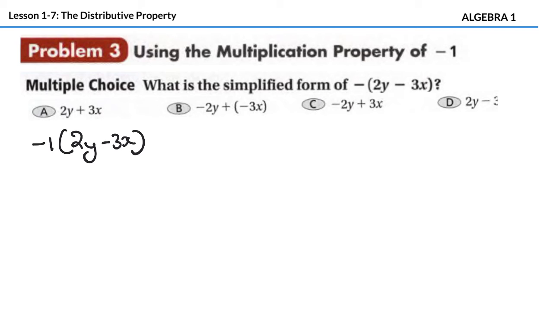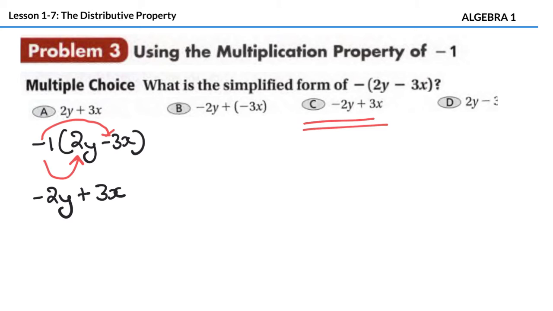Now we know how to use the distributive property. Negative 1 times 2y is negative 2y. And then negative 1 times negative 3x. What's it going to be? Negative times negative is positive. 3x times 1 is 3x. So it's negative 2y plus 3x. So what's the correct answer? The correct answer is C. So great. Let's try some of the got it problems.